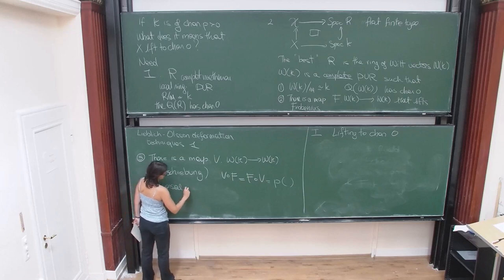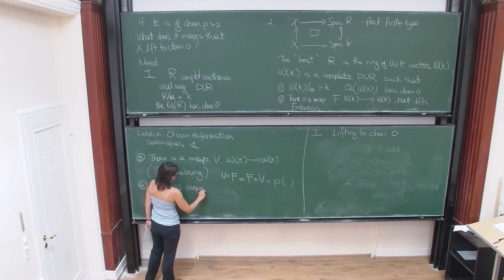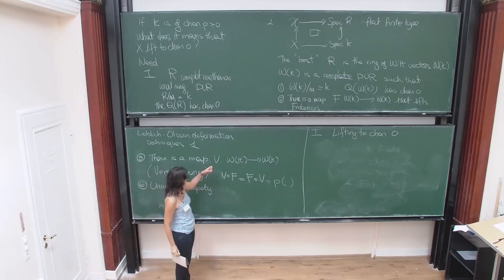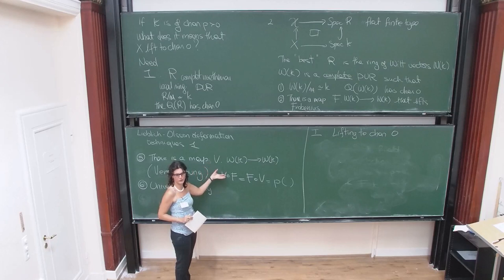So what kind of map is that? Just between the abelian groups? No, it's a map of rings and it's called shift. And since I don't think I will have time to show you the real construction of the Witt ring, you will not know why it's called shift if you don't know already.